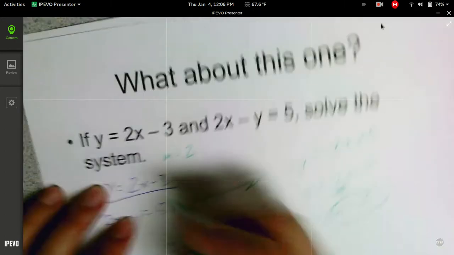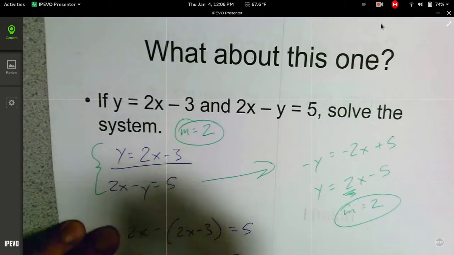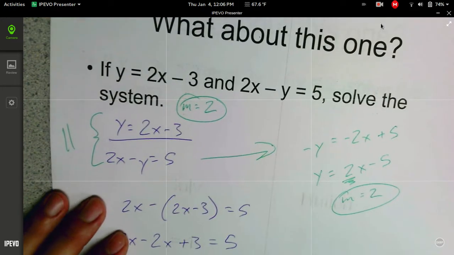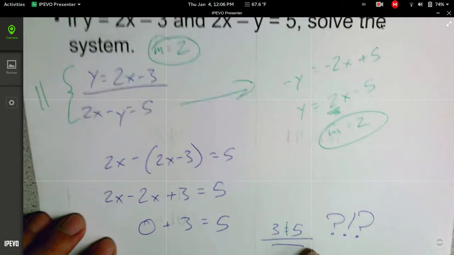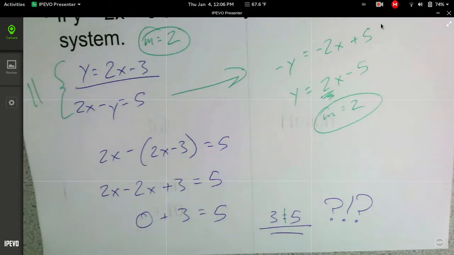Okay, so the slopes are equal, which means these two lines are parallel to each other, which means we have an inconsistent system. There's no intersection between these two. All right, cool. So that gives you an example of some of those tricky ones that you saw earlier on that sheet of paper.